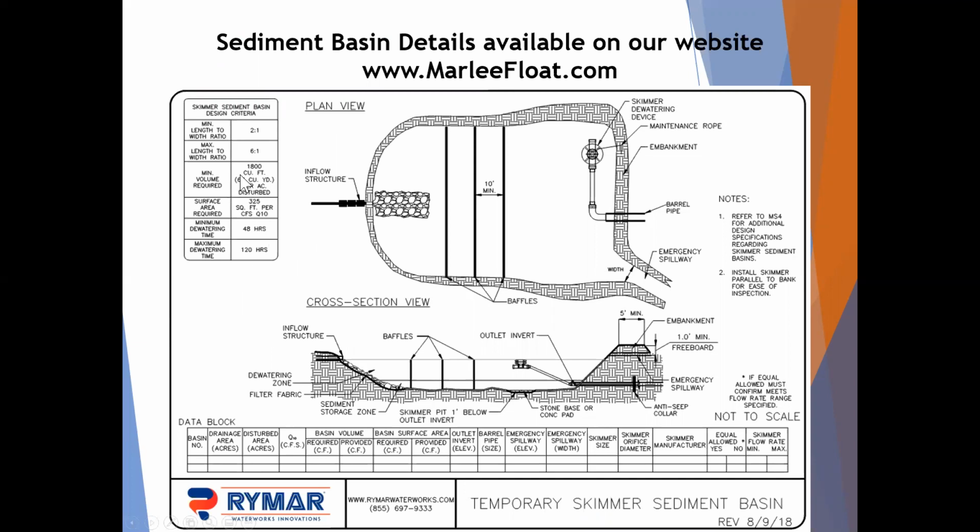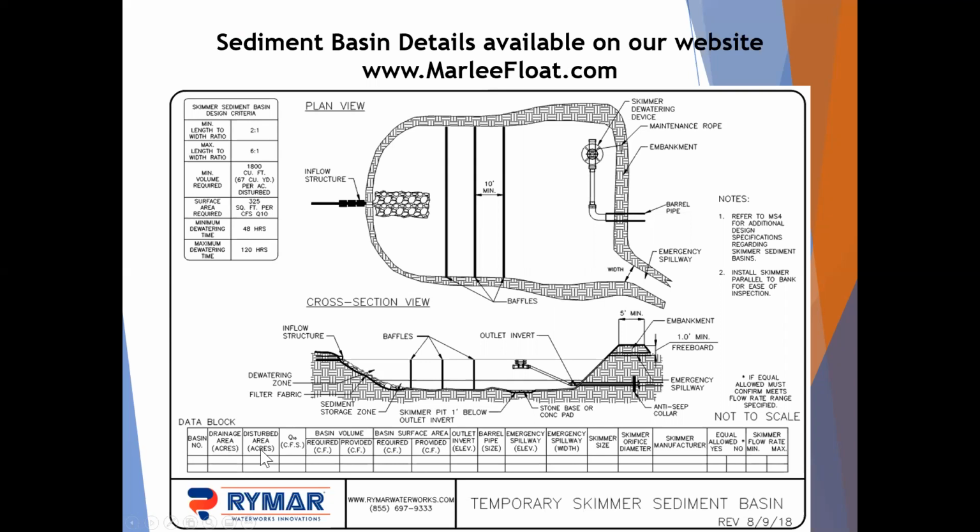A couple of things to point out. You specify the minimum volume required, so you can change that to meet whether it's 1,800 cubic feet or 3,600 cubic feet. Your surface area. One of the key things is specifying this minimum and maximum dewatering times. So putting that on your plans up front, that way it gets reviewed by the reviewer. And then we have a data block, and it's for multiple basins. You can expand it as needed.